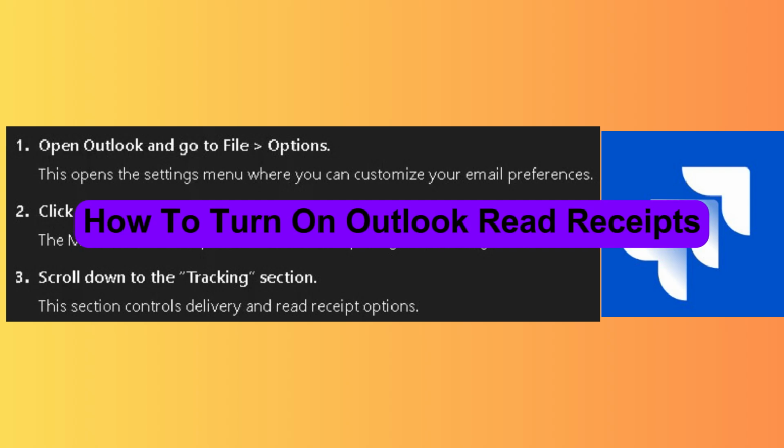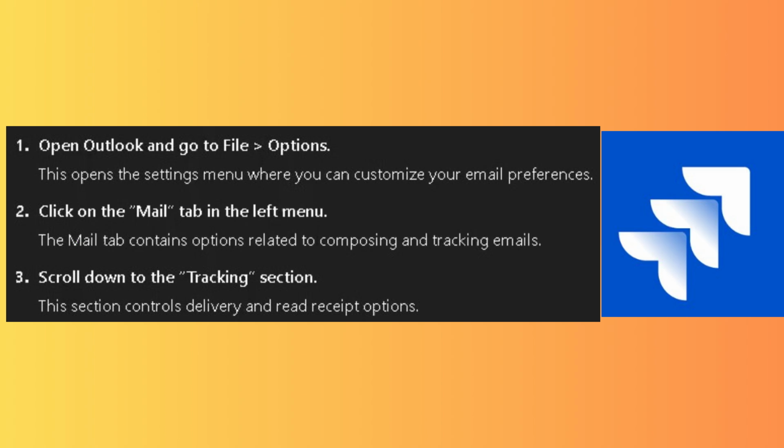In this video, you will learn how to turn on Outlook Read Receipts. Open Outlook and go to File and Options. This opens settings where you can customize your email preferences. Click on the Mail tab in the left menu. The Mail tab contains options related to composing or tracking emails.